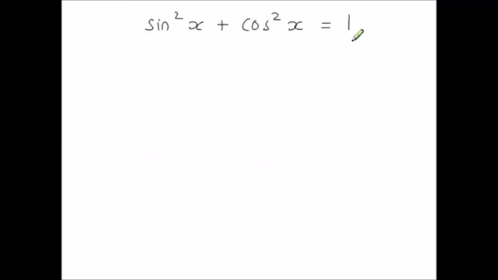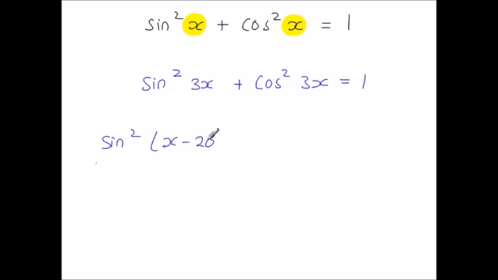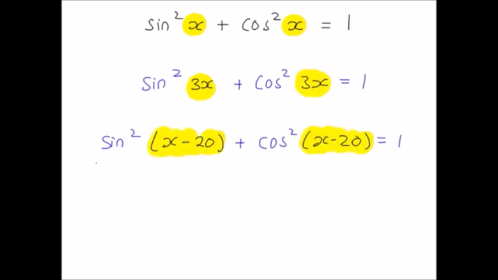To use this identity, the angle here and here must be the same. So you could have sine squared 3x plus cos squared 3x, and that will give you 1. You could have sine squared (x minus 20) plus cos squared (x minus 20), and that gives you 1, because the angles here are the same and the angles here are the same. So you're not just limited to having angle x.